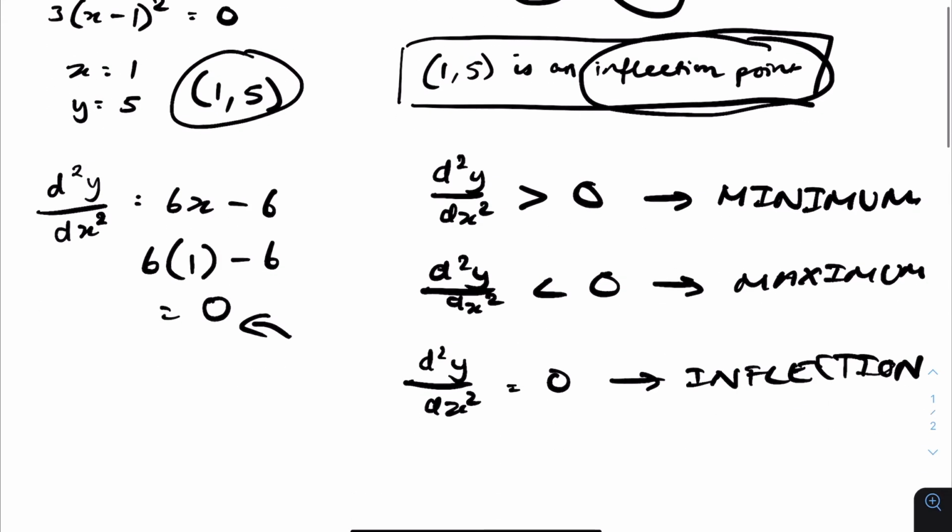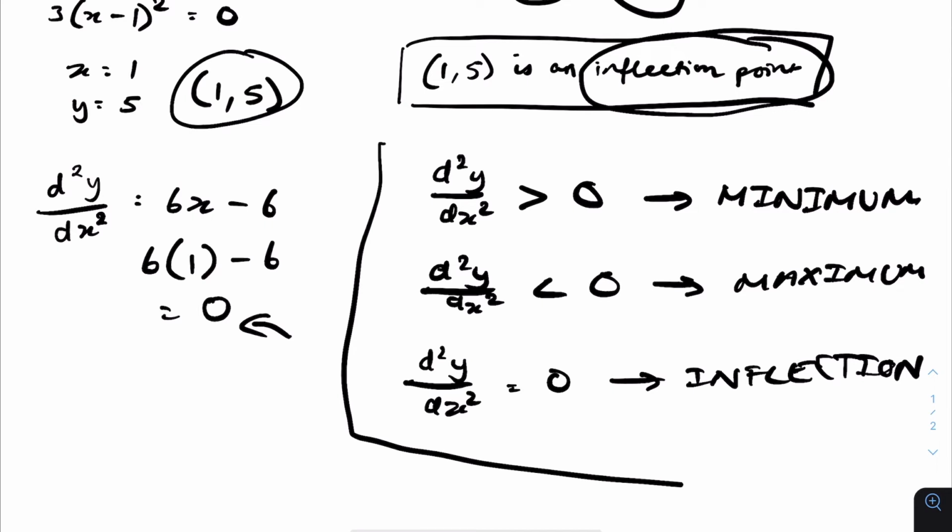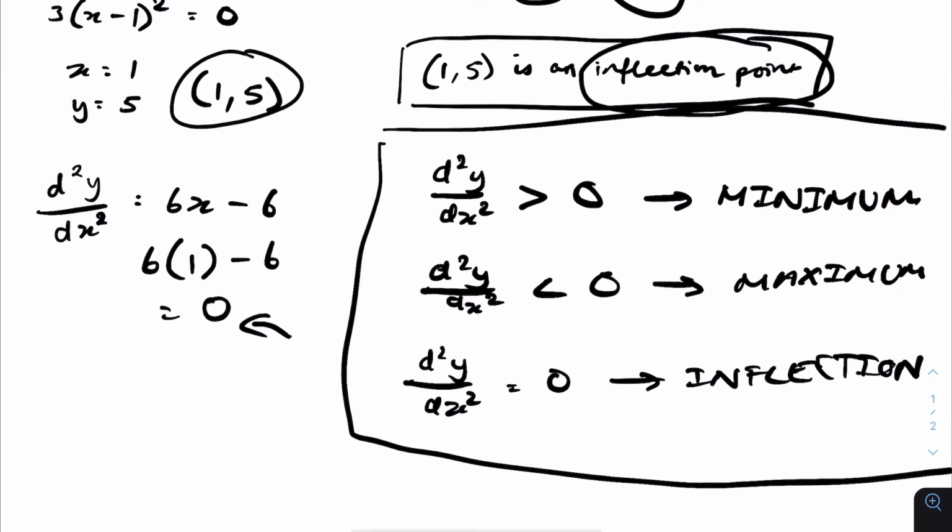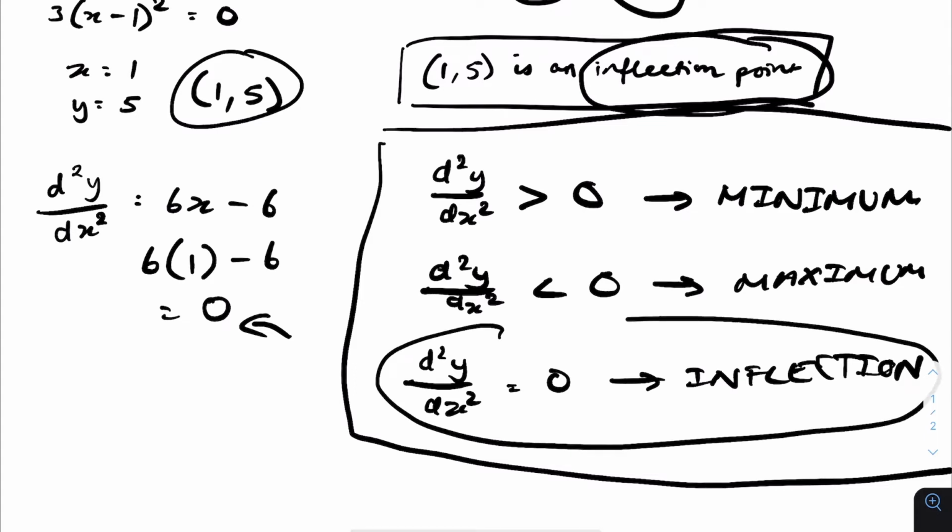So, based on these set of rules, we have gotten an inflection point, because the second derivative, when substituting the value of the coordinate in, gives us 0, which satisfies this rule over here.